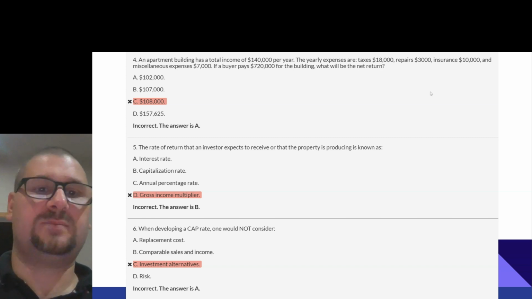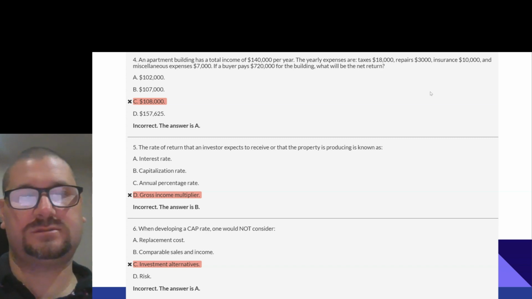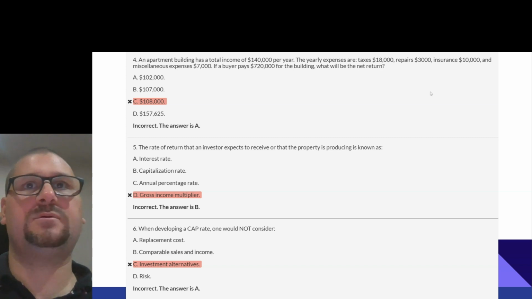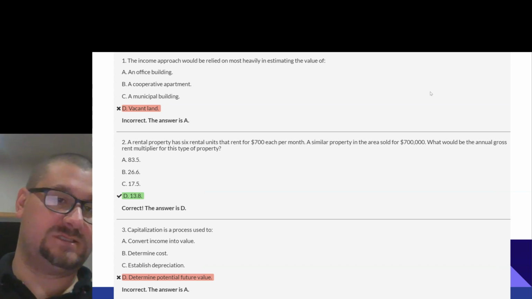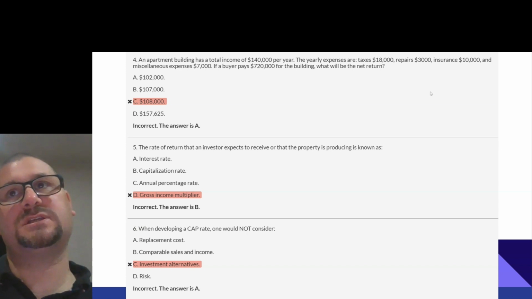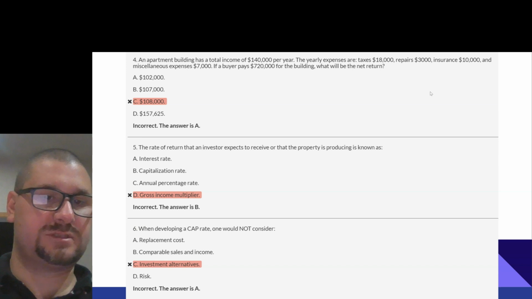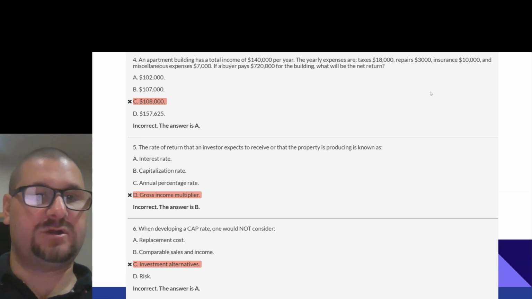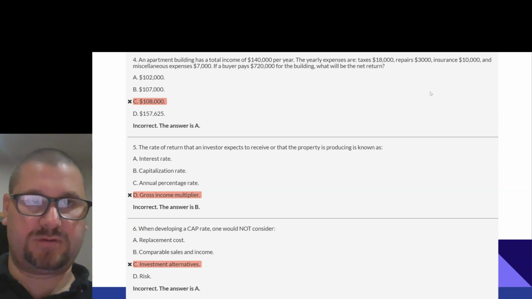When developing a cap rate, one would not consider what? Replacement cost. Capitalization converts income into value, so when developing a cap rate, you wouldn't consider replacement cost. Would you consider comps, comparable sales and income? Yes. Investment alternatives? Yes. Risk? Yes. The higher the risk, the higher the cap rate.